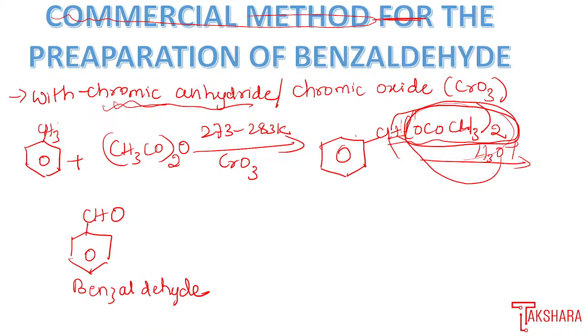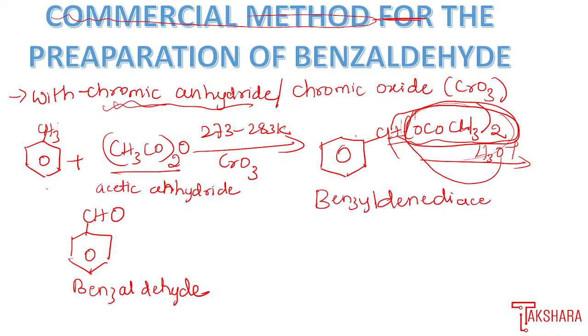Okay, so when toluene reacts with acetic anhydride, so this is acetic anhydride. When toluene undergoes reaction with acetic anhydride, the product we get is benzylidene diacetate. So this is called the benzylidene diacetate complex. Okay, diacetate complex.